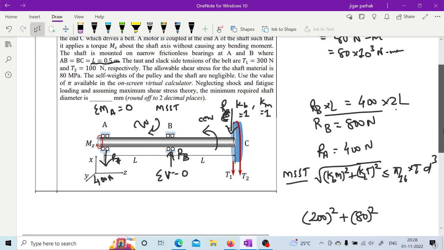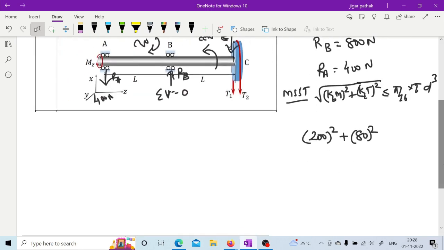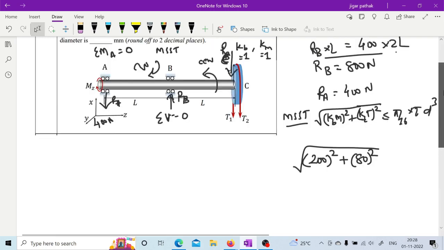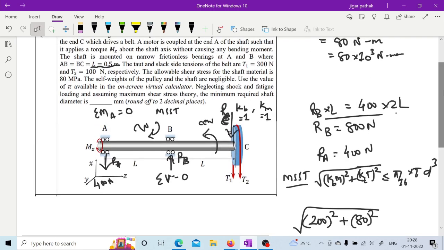Sir, is the answer to this 24 mm? Sorry? The answer to this question is 24 mm. Almost, yes, but we need to give the answer up to 2 decimals or something like that. Sir, 23.93 is coming. 23.93 or 23.94, yes.